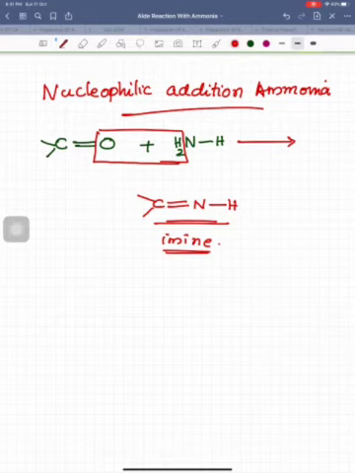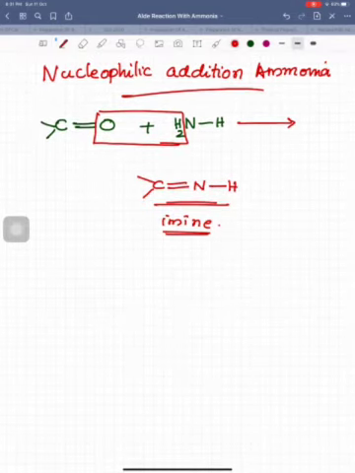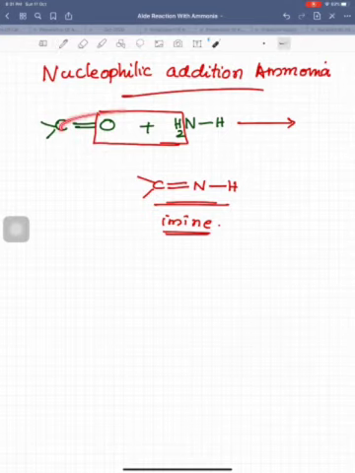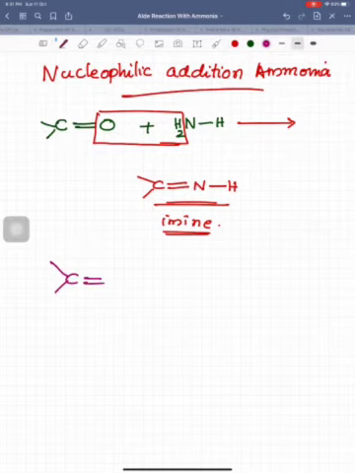But there is a chance of confusion. Why is it said to be a nucleophilic addition reaction? Because here you didn't see any nucleophile attack anything. So I will explain why it is said to be a nucleophilic addition reaction. Here, you have to take the carbonyl compound first.